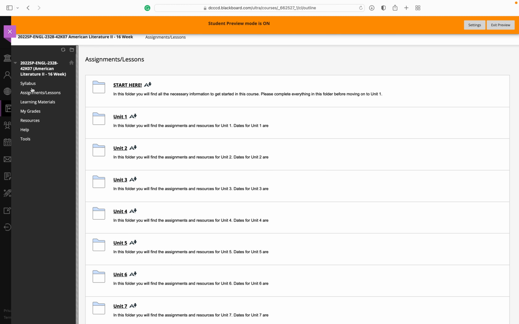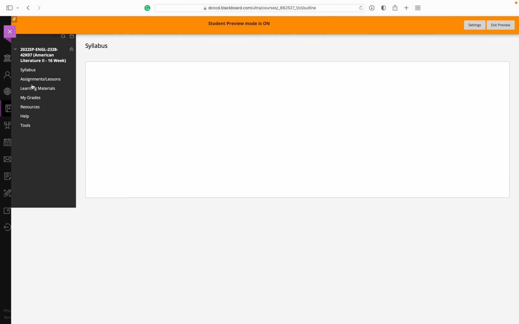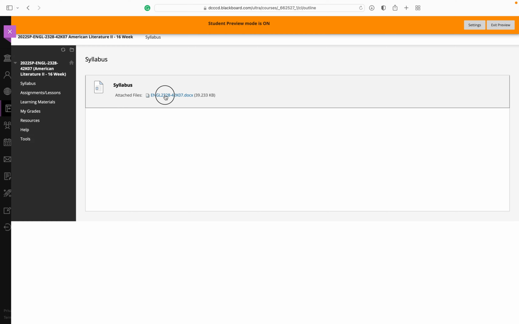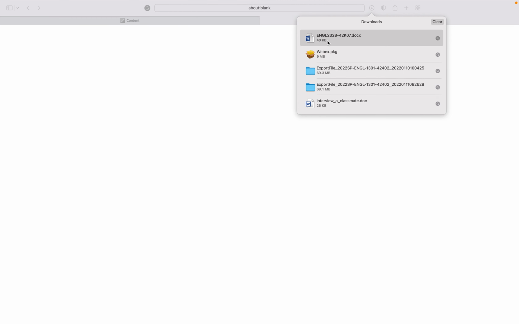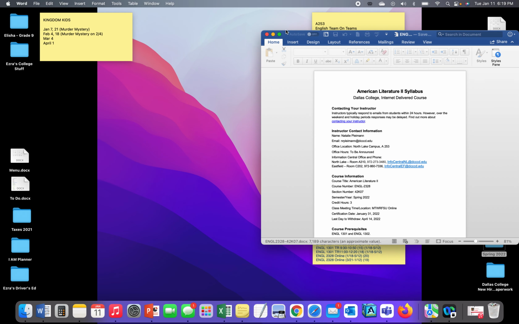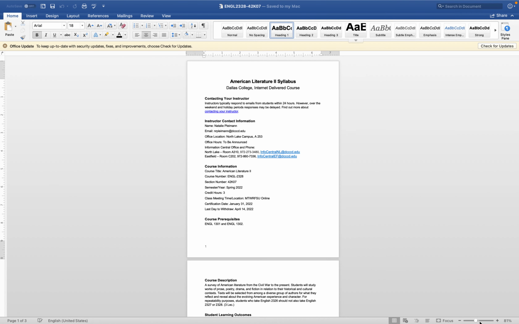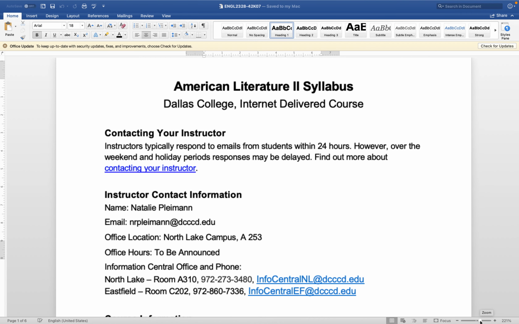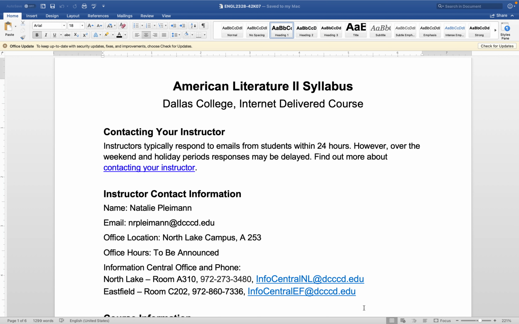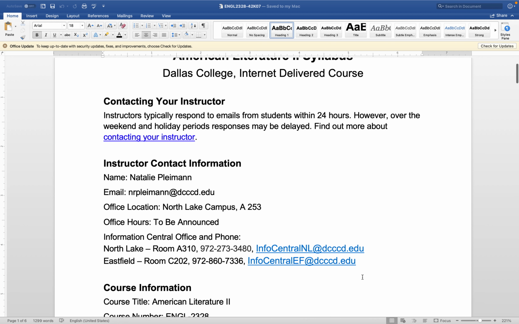So we're going to start with the syllabus. I'm going to go ahead and download the syllabus for our class. It's going to open it up for me. And this is the syllabus for our class. There's a lot of really great information here, so make sure that you read through the entire syllabus, and that way if you have any questions, you can let me know.